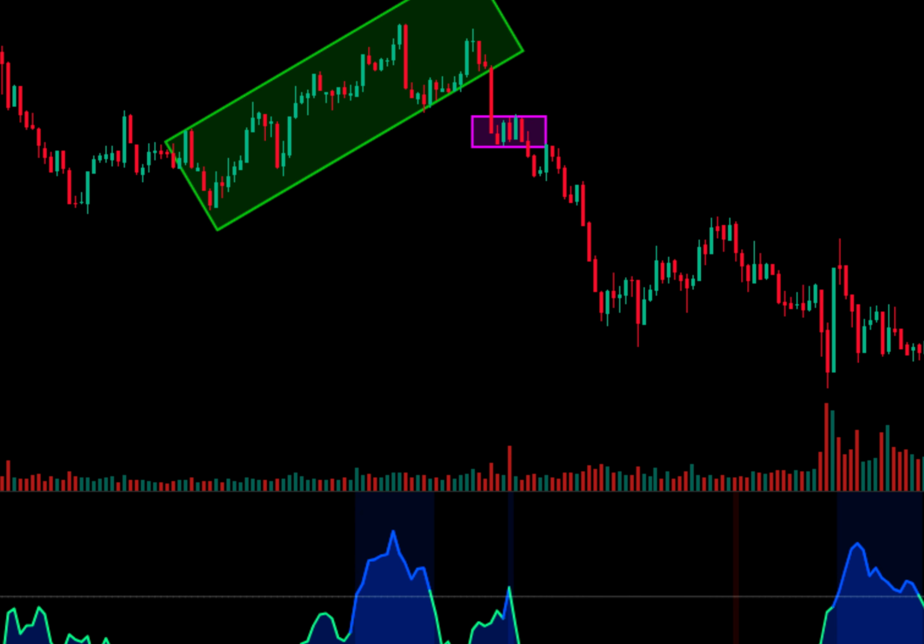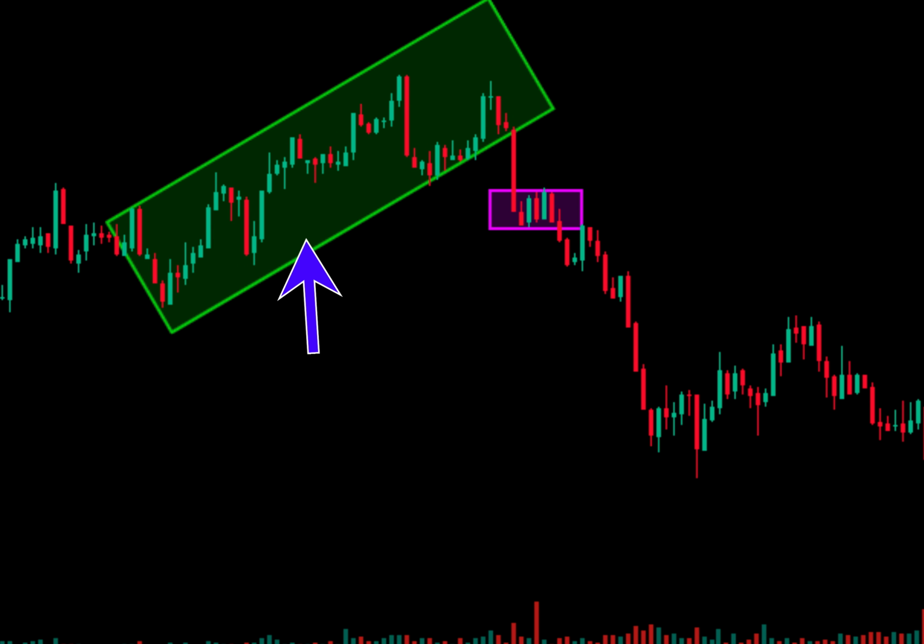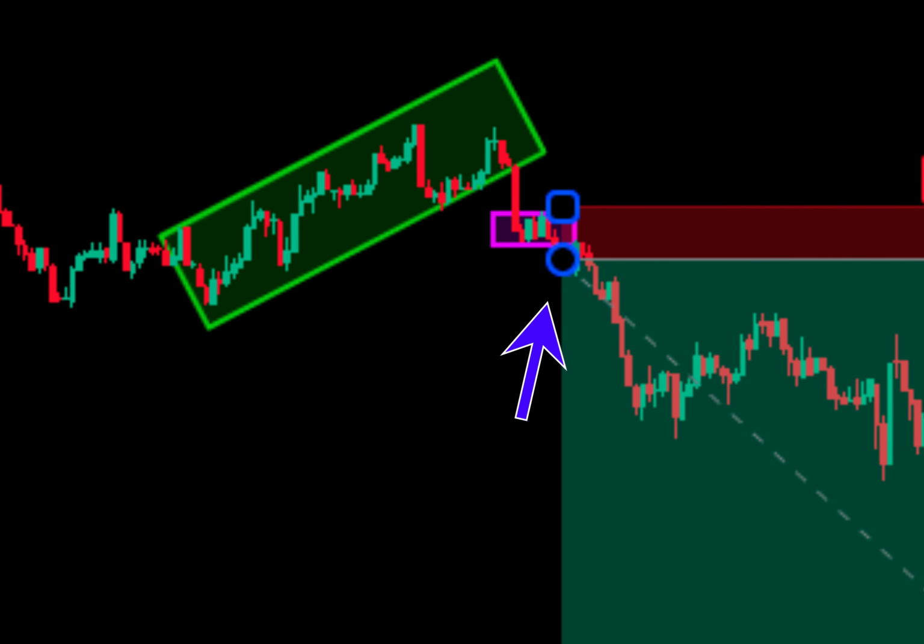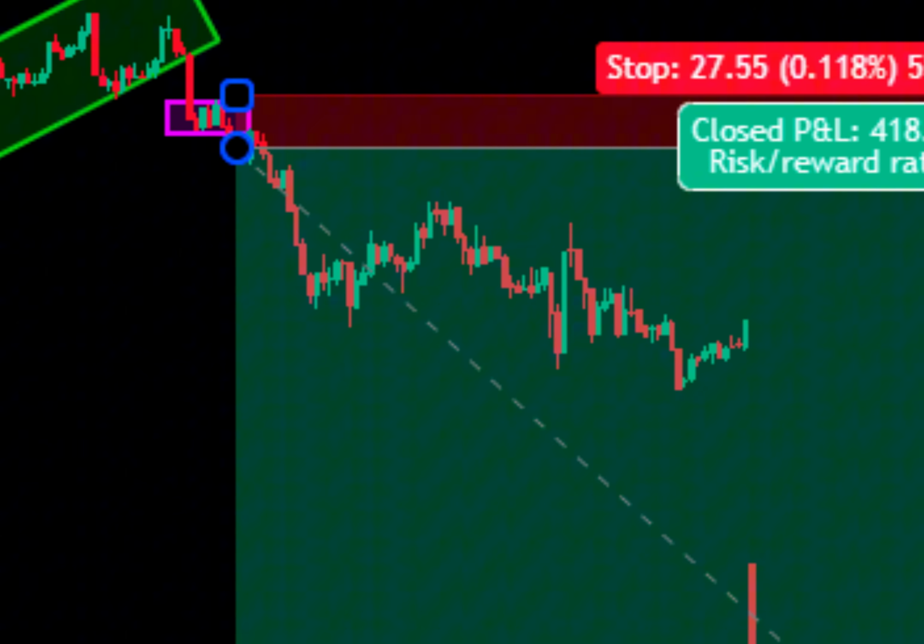In this third example, you can see that the volume divergence indicator turned blue. Here we can see a small consolidation phase. Then a breakdown happened, and it entered into the second consolidation phase, which is our step. As soon as the price breaks out of the second consolidation phase, we enter a short trade, and boom. We get a profitable trade.